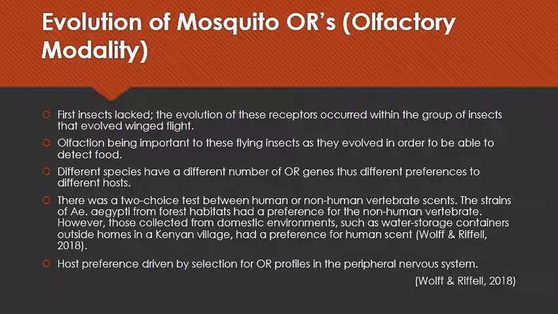First, let's talk about the olfactory modality and how this shaped mosquitoes into preferring to feed on humans. The very first insects lacked olfactory receptors. Olfactory receptors didn't show up until there was a first flying insect. Olfaction was very important for these newly flying insects because they were then able to detect food and shelter. All species have a different number of olfactory receptors, which is why different species prefer different kinds of hosts. There was actually a test done showing that mosquitoes who lived in a forest environment preferred non-humans, but those who lived in a domestic environment highly preferred humans. This could be because humans are more available in domestic environments than in forests.